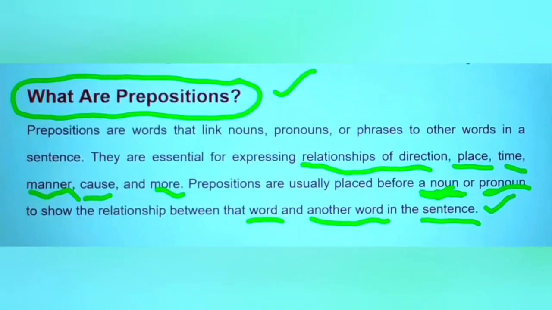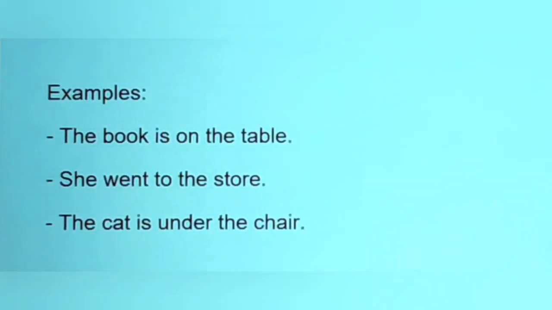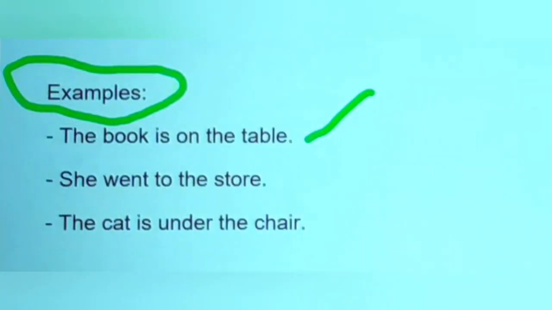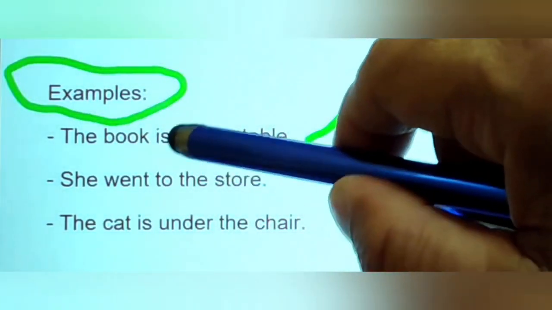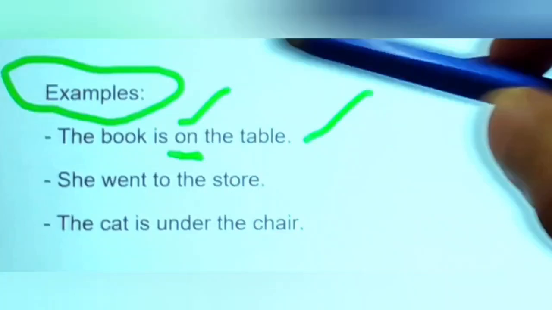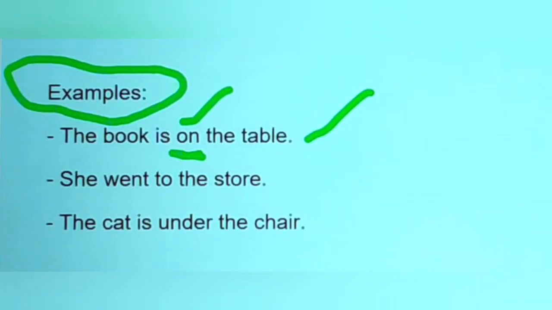Hopefully you got it. Let's further describe prepositions by example. The first one we have here: the book is on the table. On describes the location of the book. Where is the book? The book is on the table. So this describes the location of the book on the table. So this is the first example.